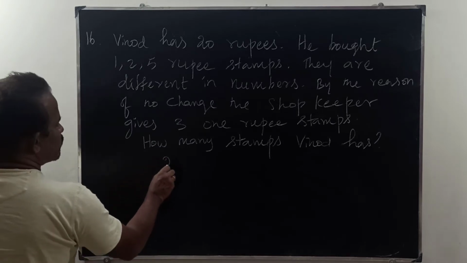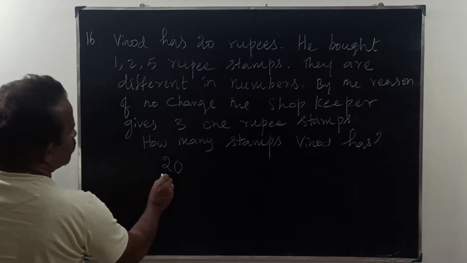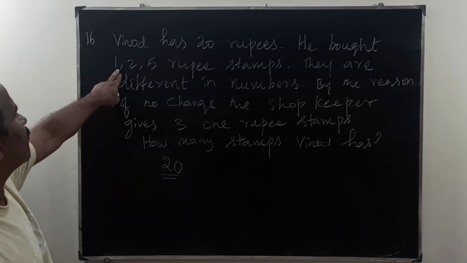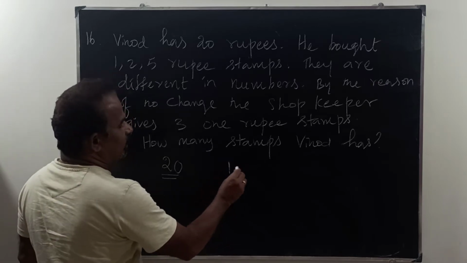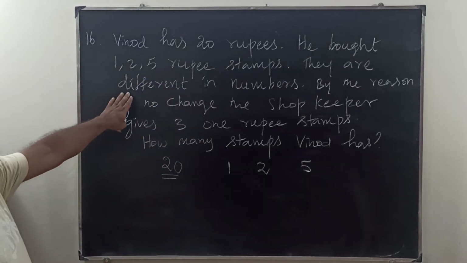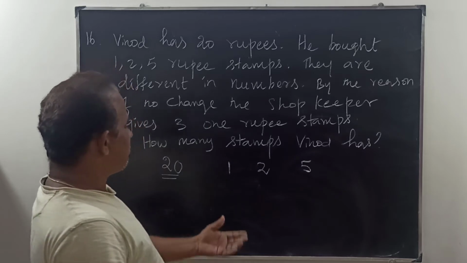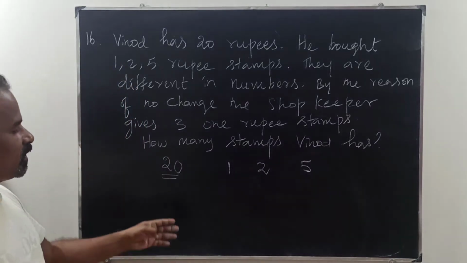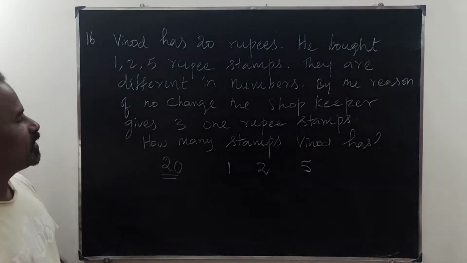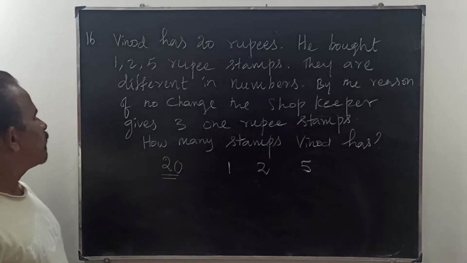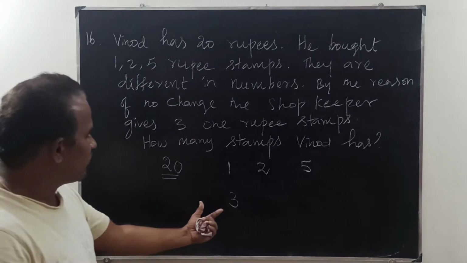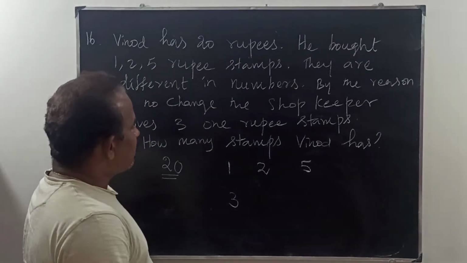Vinod has 20 rupees. He has to purchase stamps in 3 varieties: 1 rupee stamp, 2 rupee stamp, 5 rupee stamp. They are different in numbers. Whatever he purchased, the numbers are different. By the reason of no change, the shopkeeper gives 3 1 rupee. In 1 rupee he is having 3 stamps. What are the possibilities?